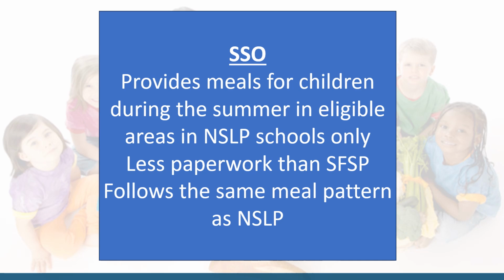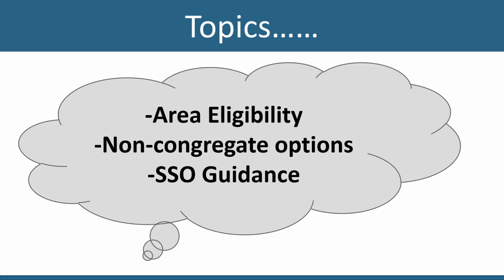SSO provides meals for children during the summer in eligible areas in NSLP schools only. It's less paperwork than SFSP, and it follows the same meal pattern as NSLP. Our topics for SSO Part 1 and Part 2 trainings consist of area eligibility, non-congregate options, and SSO guidance.